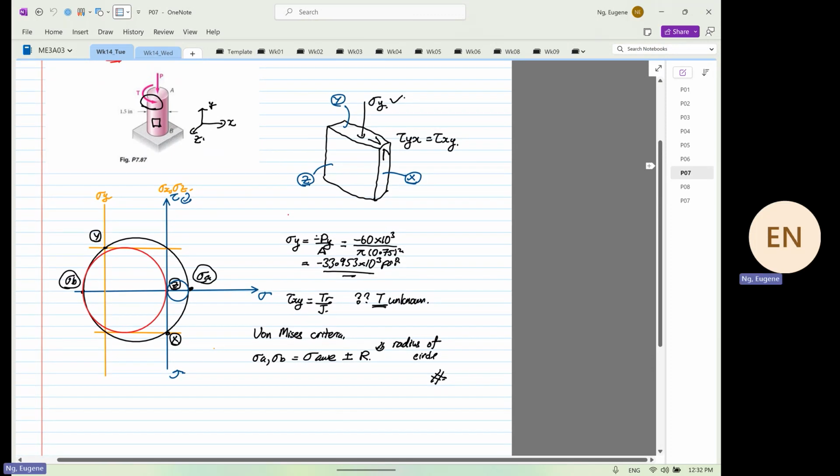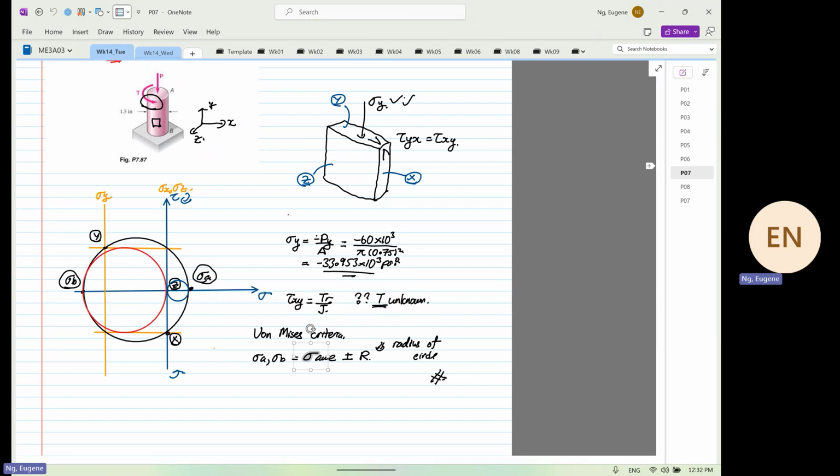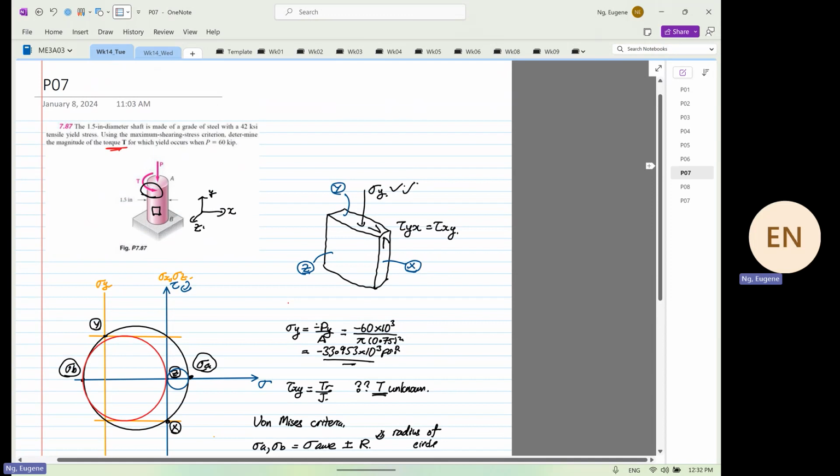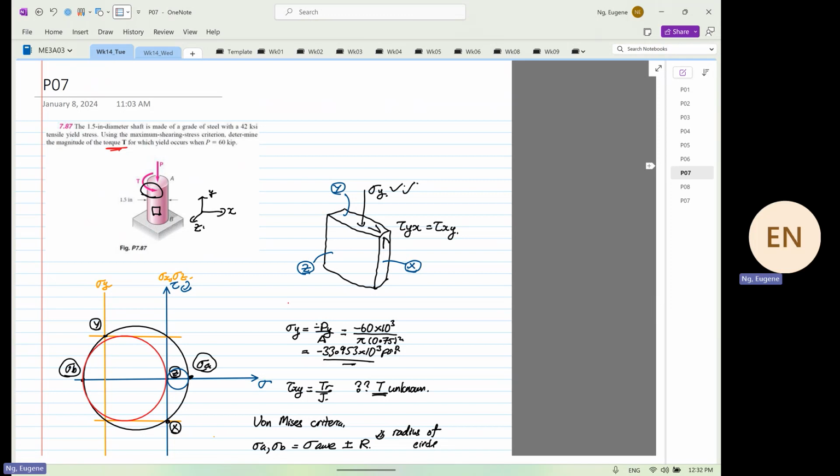So we want to find... we know our stress Y. Let's go back to the problem. We're going to determine what is the magnitude of the torque that is allowable. Okay, so what is allowable?